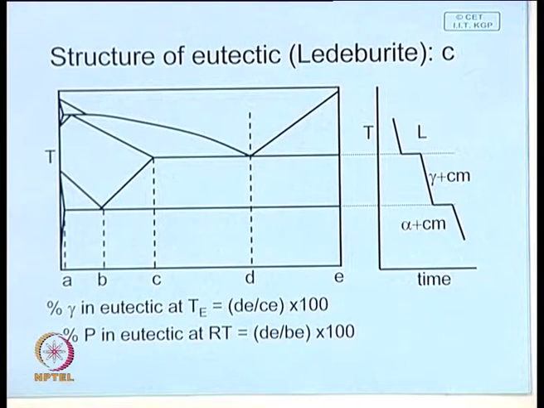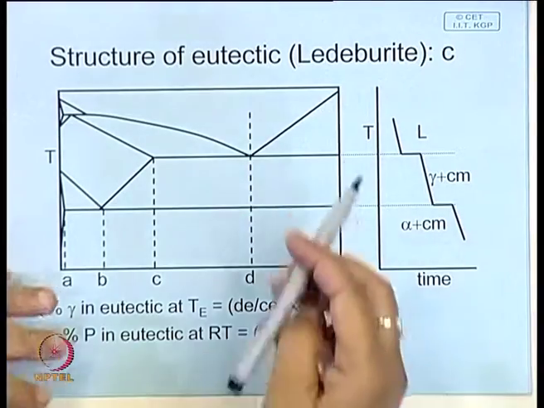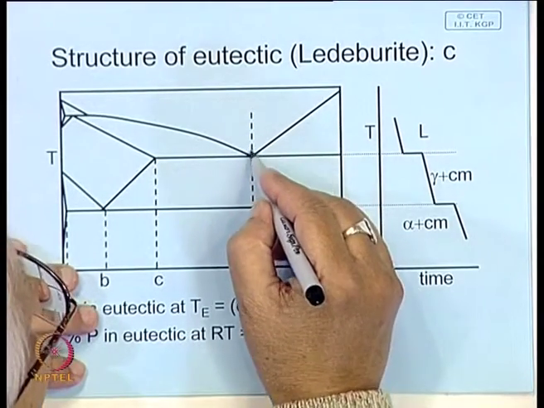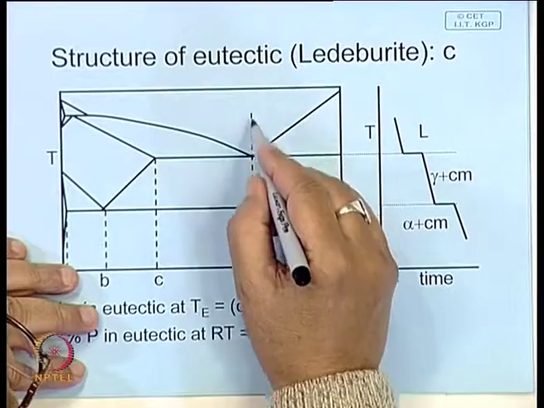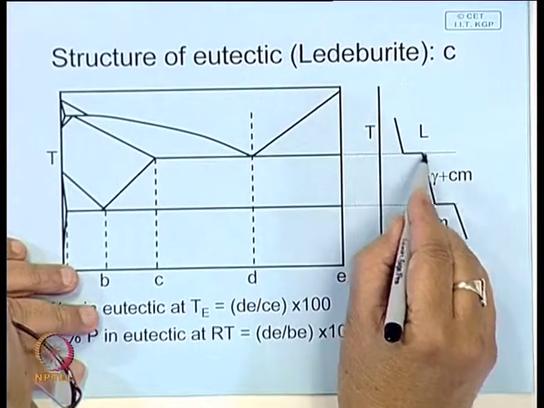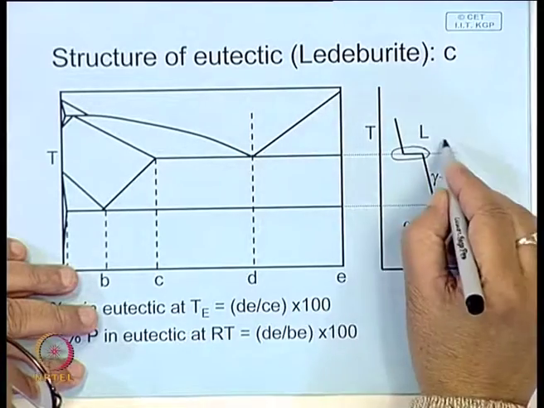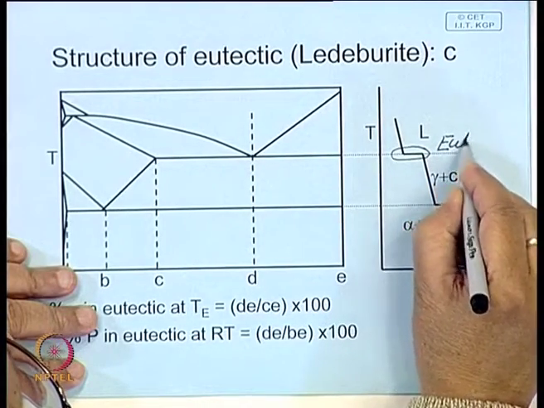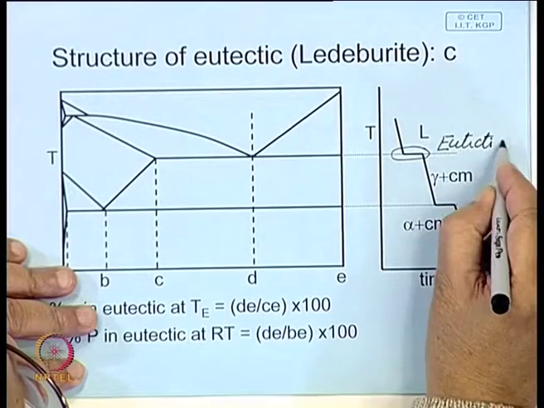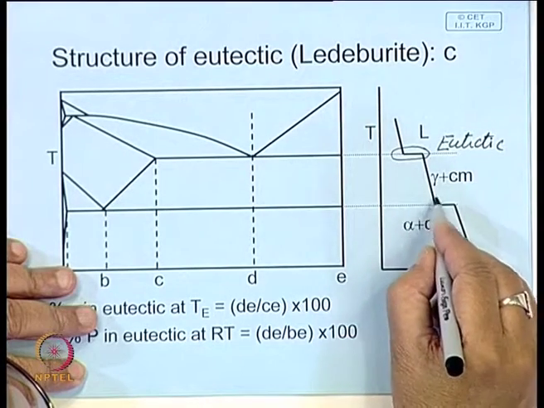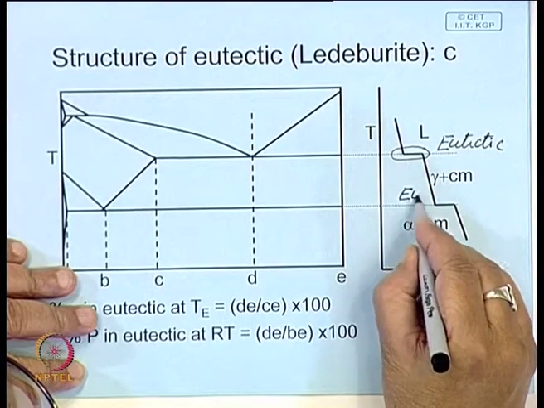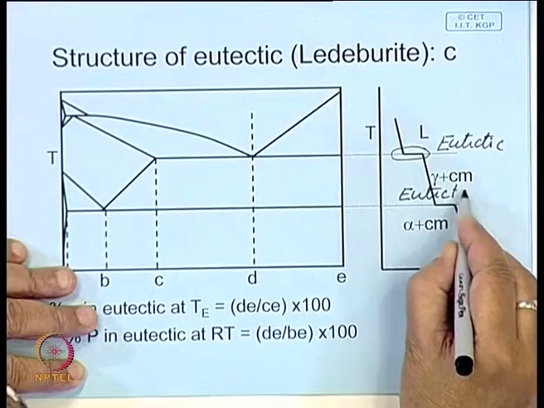Now, let us look at the structure of the eutectic, that is, the solidification of that eutectic, that means over here. Here the cooling curve will look like this. You will have one isotherm here, this is the eutectic, and another isotherm here, this is the eutectoid.